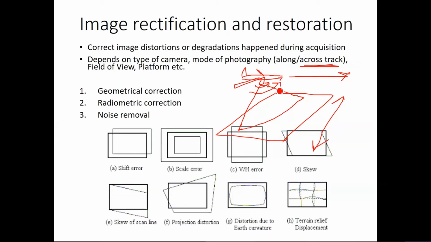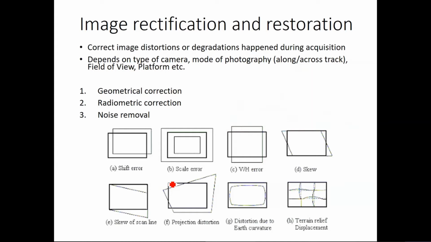And the other one is along track, where the photos are taken along the flight direction. These are the two types of image acquisition. Just for your knowledge, if someone asks you what along track and across track are, you should know this: along track and across track image acquisition.